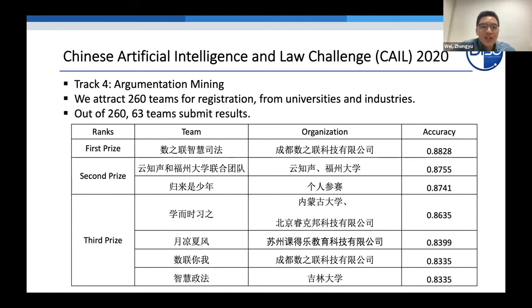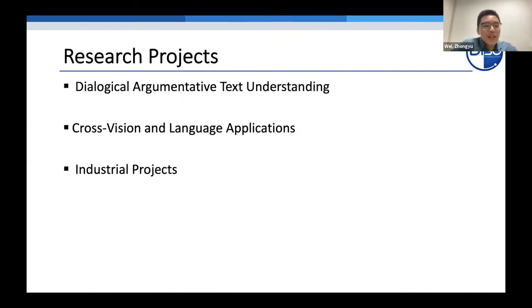We also organized a challenge, the Chinese Artificial Intelligence and Law Challenge. We are the organizer of the track for argumentation mining. The track attracted 260 team registrations from universities and industries. Out of 260, 63 teams submitted results. So it's quite popular.